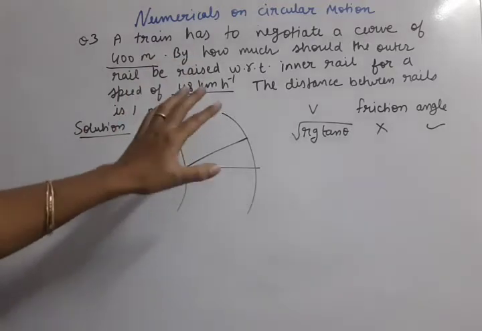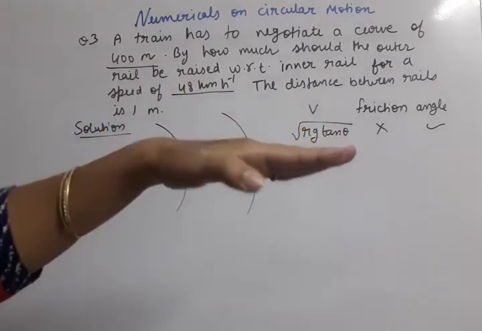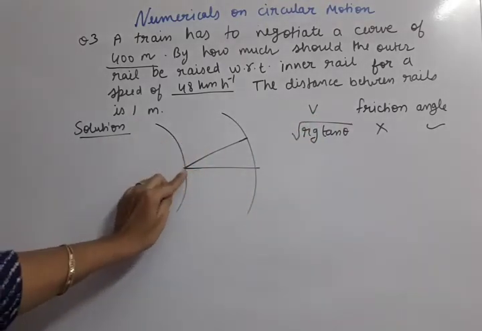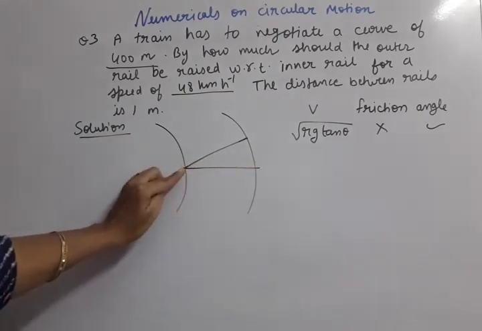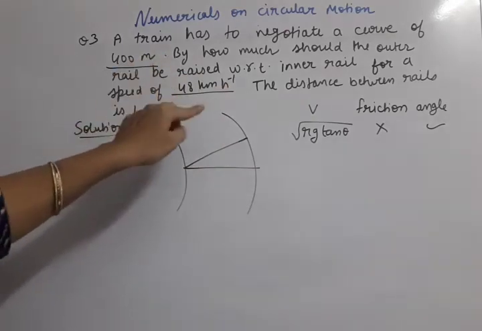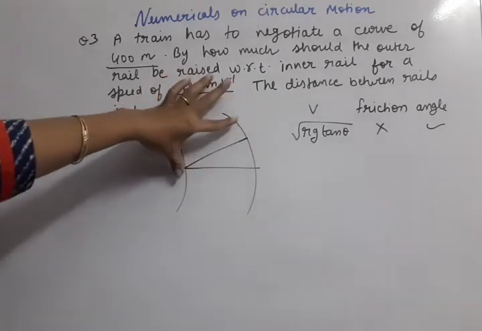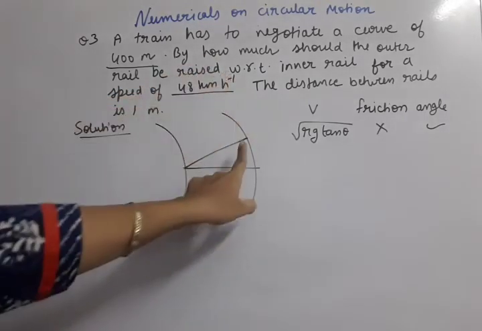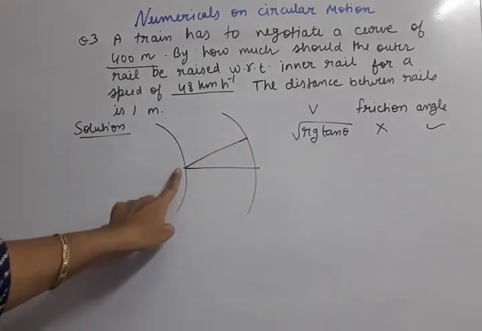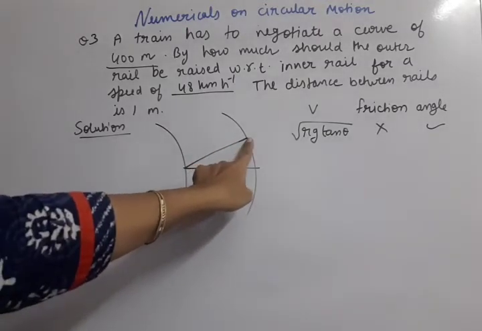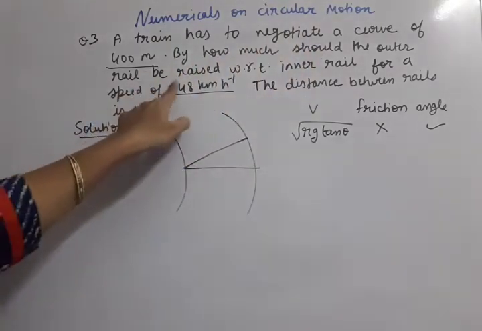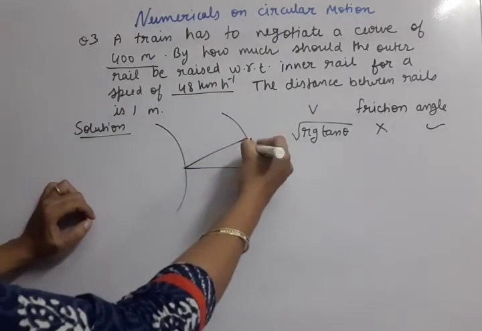So you must have understood that here the road is not horizontal, it is banked like this. You can see the diagram will be like this. This is the horizontal level. Because the speed of the train is much greater, this can be achieved only when banking is given in the road. Banking means an angle is given. The outer part is raised with respect to the inner part. This is the inner rail and this is the outer rail. We have to calculate by how much the outer rail should be raised. So this height is needed.